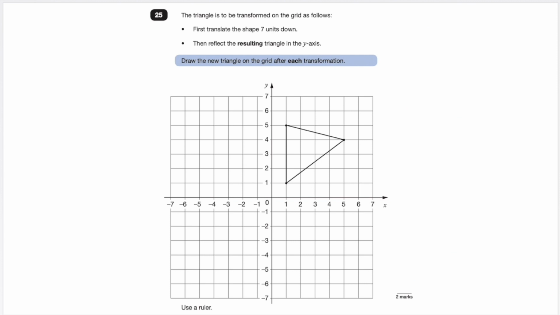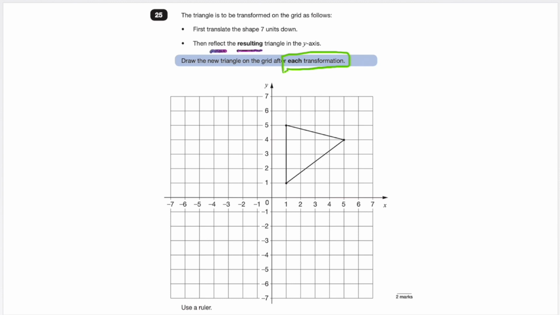Okay, and the last question says the triangle can be transformed on the grid as follows. First, translate the shape 7 units down. Then reflect the resulting triangle, so not the first triangle, the second triangle, on the y-axis. And it's been very kind to give us the labels, so we know this line here is the y and this line here is the x. Draw the new triangle on the grid after each transformation. So it doesn't just want you to put the final triangle, you've got to do each of its transformations.